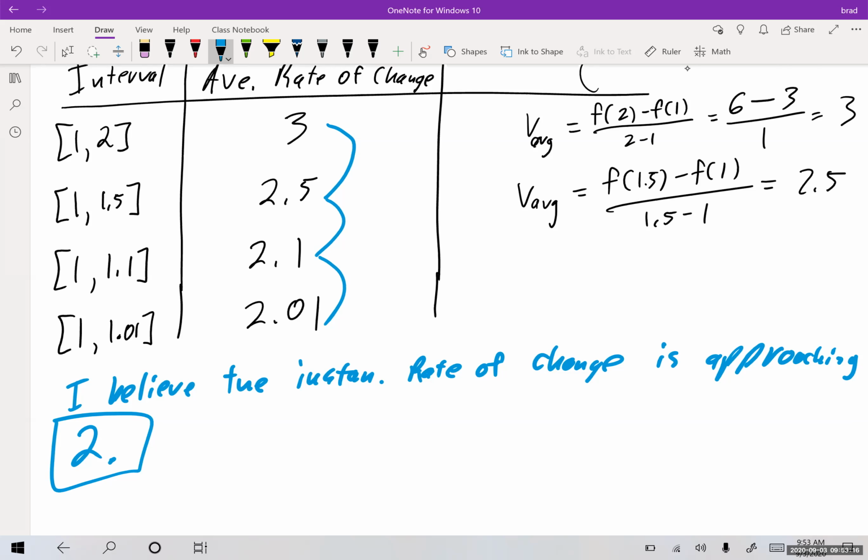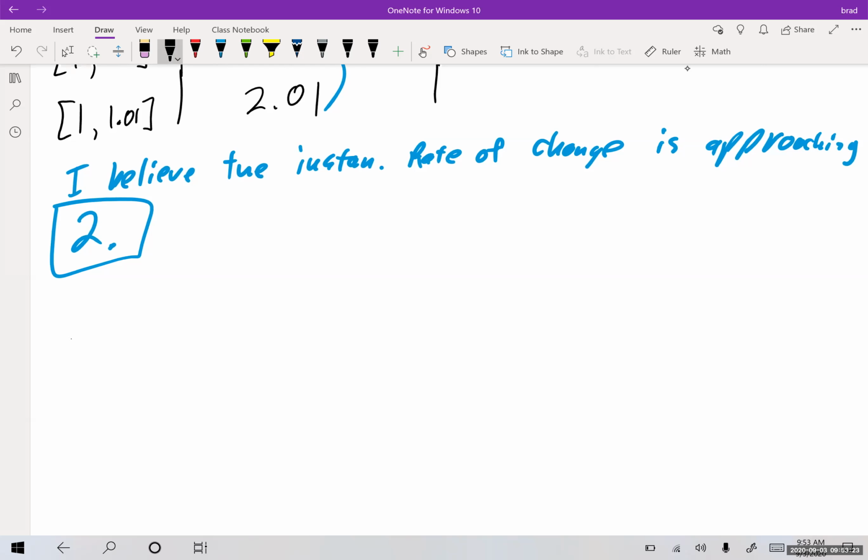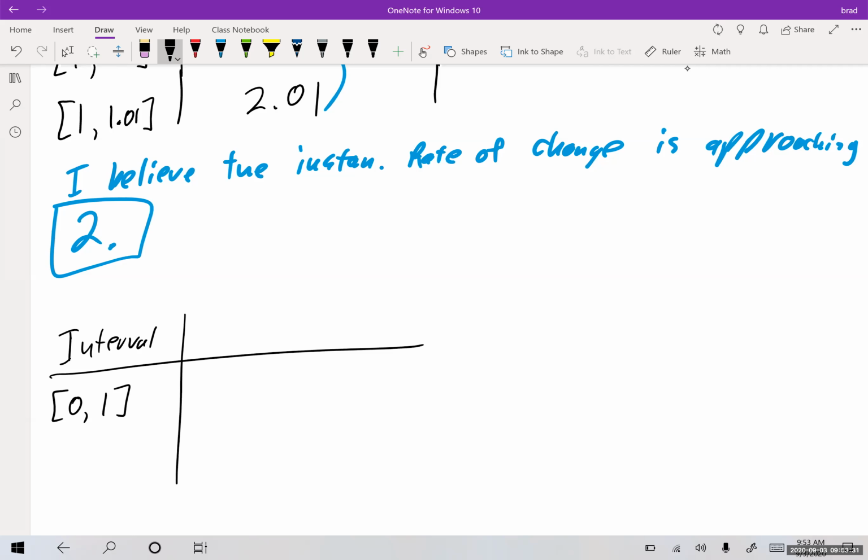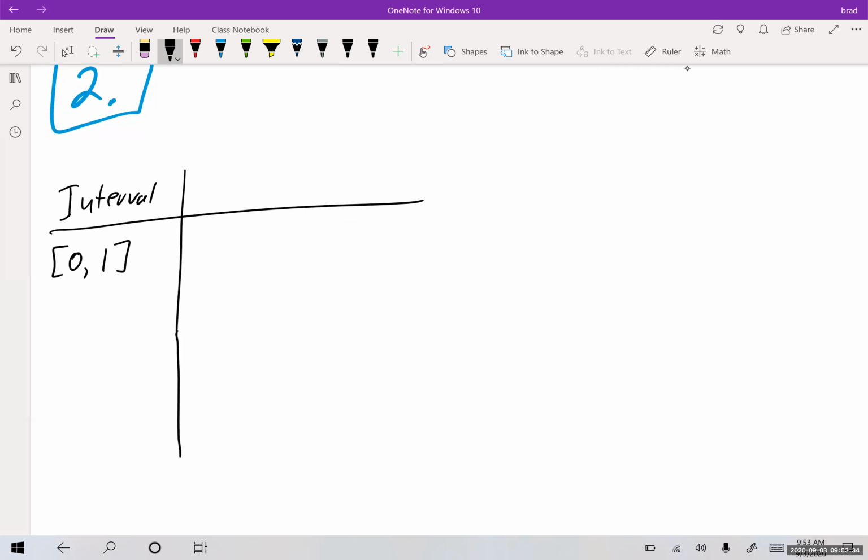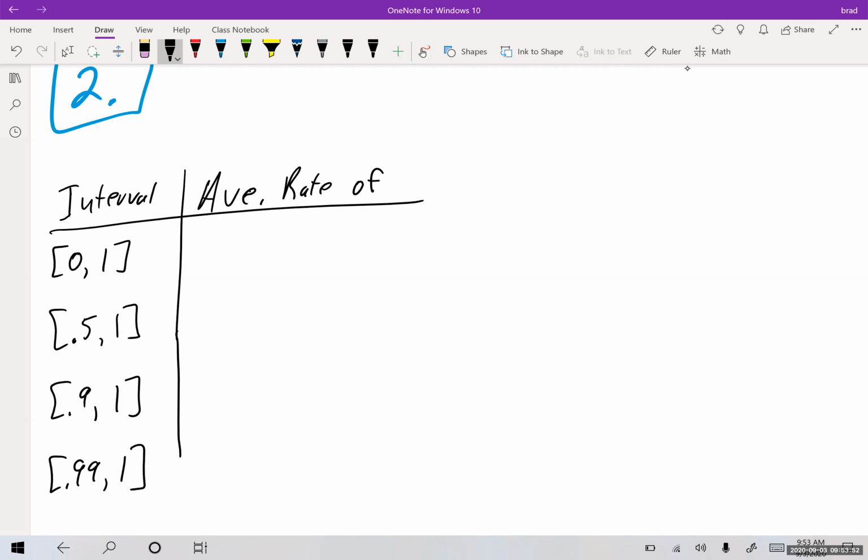Now, again, all I did was find the average rate of change from one side, okay? So what I should do is go from the other side then. So I'm going to do an interval this time, but from the other side. So I'm going to go from 0 to 1. I'm going to go from 0.5 to 1. I'm going to go from 0.9 to 1, and I'm going to go from 0.99 to 1. So all I'm doing is coming from the other side of 1 this time, and this is going to become the average rate of change.